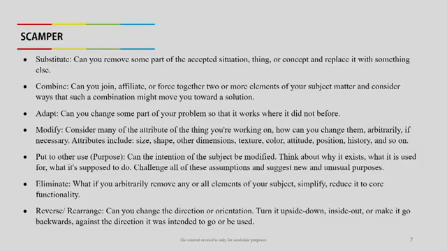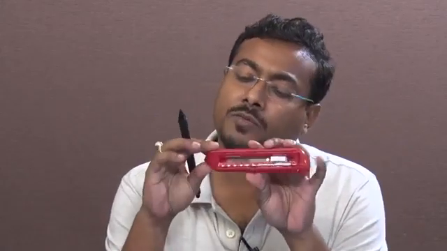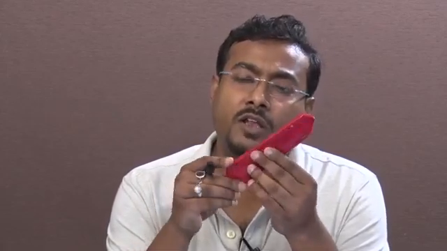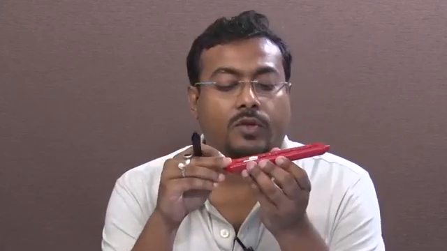Now let us discuss SCAMPER. SCAMPER is an acronym for substitute, combine, adapt, modify or magnify, put to other use, eliminate, and reverse or rearrange. Suppose you have a product, you can think, what if I change this material? It is currently made of plastic. What if I change the material of this product? What can be the alternative material? This way, in the substitute phase, you can think for any product.